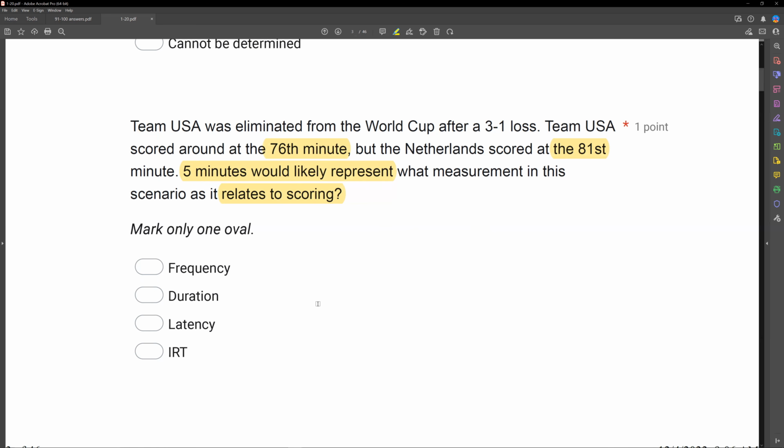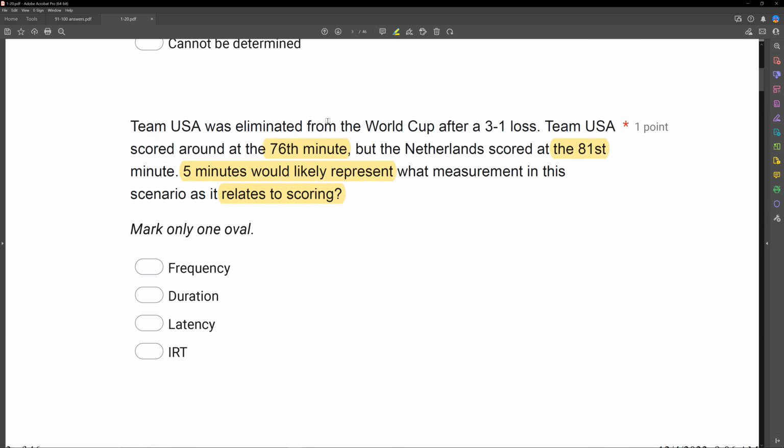B, duration. Now, be very careful here. Duration is the length of time of one behavior. Are we measuring the length of time for a behavior? We're not. We're measuring the time in between the behaviors. So just picture the time in between the 76th and the 81st minute. That's what we're measuring here. Are we measuring latency? Are we measuring the time from an SD to a goal? Again, we're not. We're measuring the time in between goal scoring, in between responses.